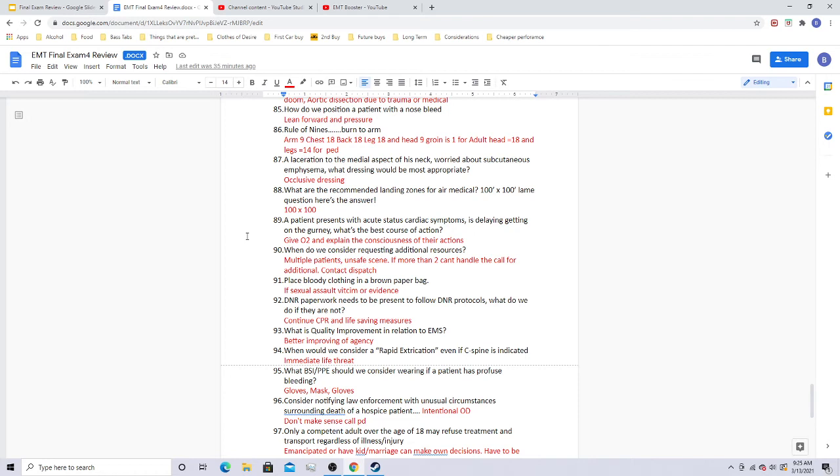A patient presents with acute cardiac symptoms, is delaying getting on the gurney. What is the best course of action? Give them O2 and explain the dire consequences of their actions. You do not want to just give them the AMA and say, well, go fuck yourself, because that's coming back on you. That's coming back on your paramedic, and that's no good for anybody involved.